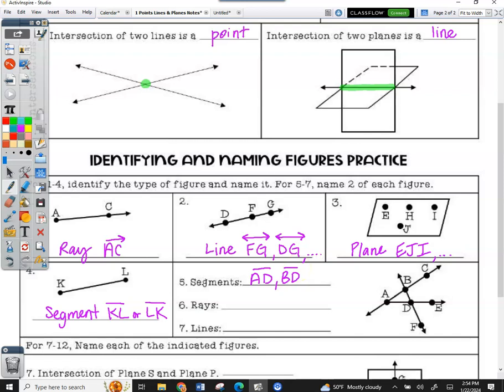There are a lot of choices here. We don't have enough room to write all of them. BD. Yep. All right, move on though, because you'll be there all day. Now go to rays. There is only one true ray in the picture that could be named two different ways.